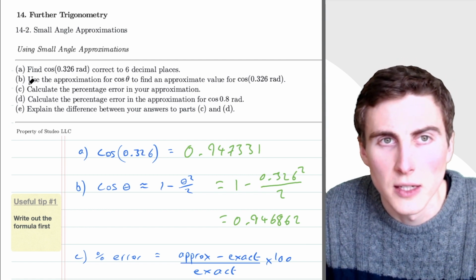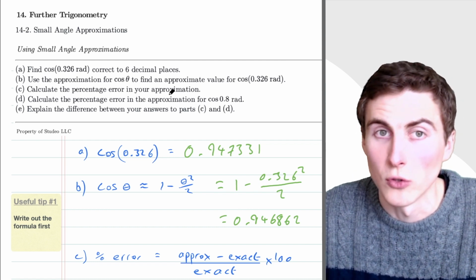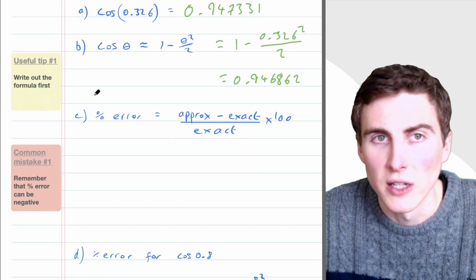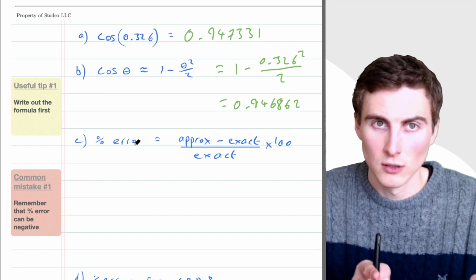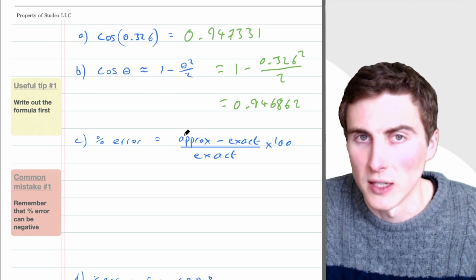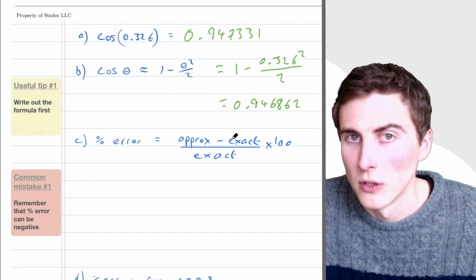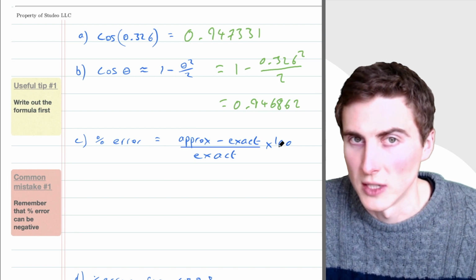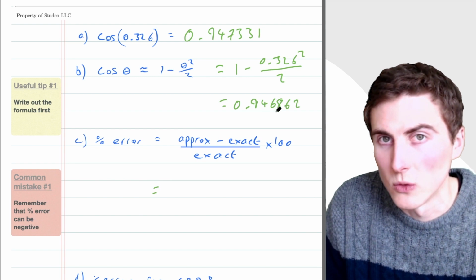Okay, so part C says calculate the percentage error in your approximation. So percentage error is a really important concept and mainly comes up in this topic here. I've just written the formula out for us here. To find it, you basically want to find the difference between the true value and your approximate value, which you can do by doing the approximate value minus the exact, and so that's the difference between the two. And then you divide that by the exact correct value, and times it by 100 to turn it into a percentage.